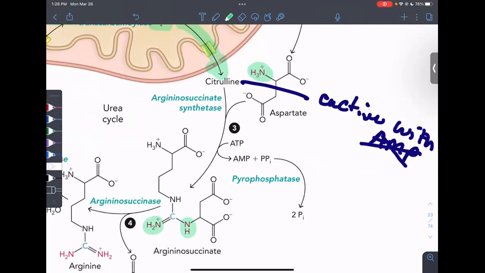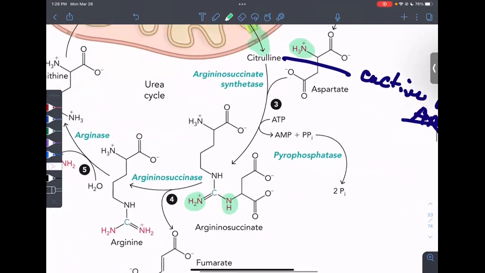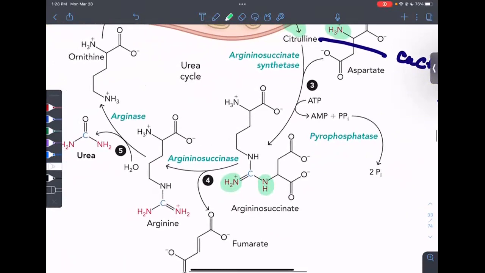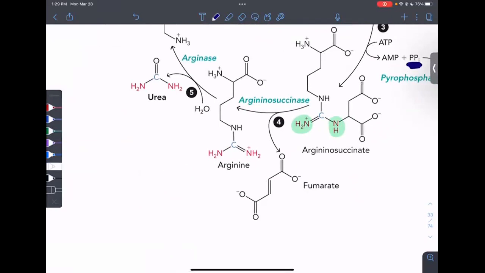So this is done in the cytosol. This is catalyzed by our argininosuccinate synthetase, which is in the cytosol. So it results in the addition of that second nitrogen group. And at the same time, what's going to drive this reaction is that we're making a pyrophosphate. That cleavage of the pyrophosphate is going to drive that reaction, but that's that additional bond that's being used.